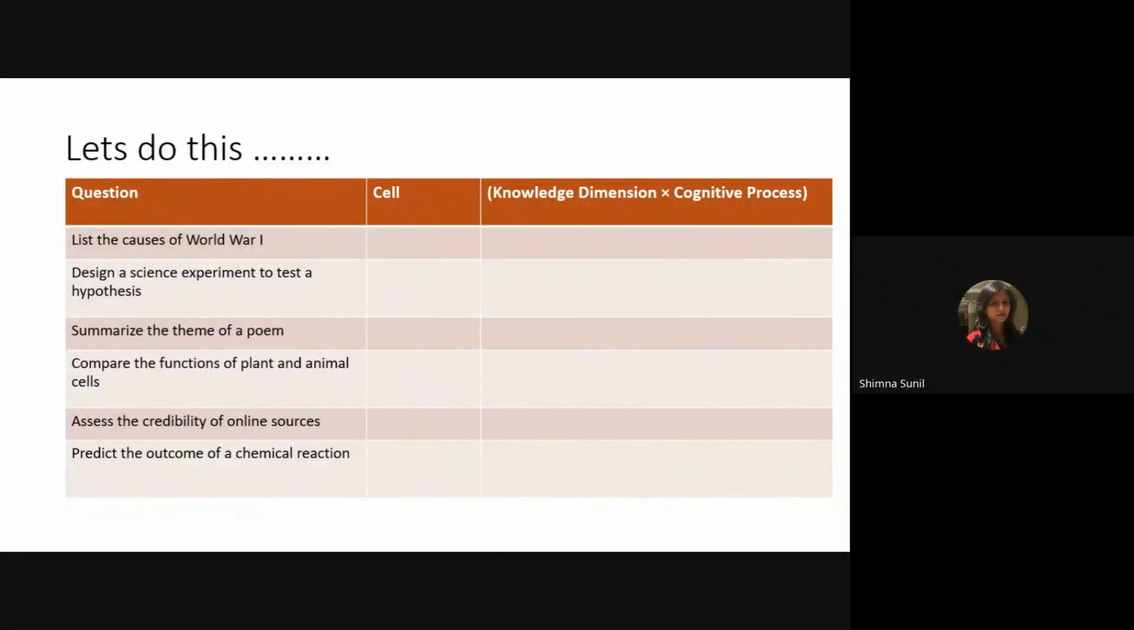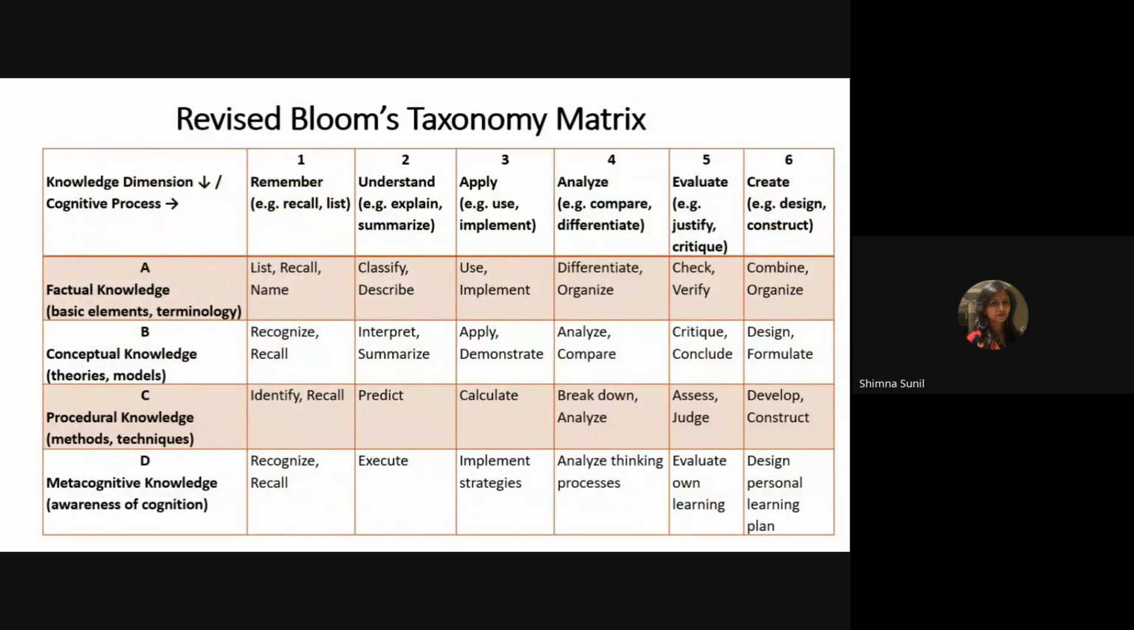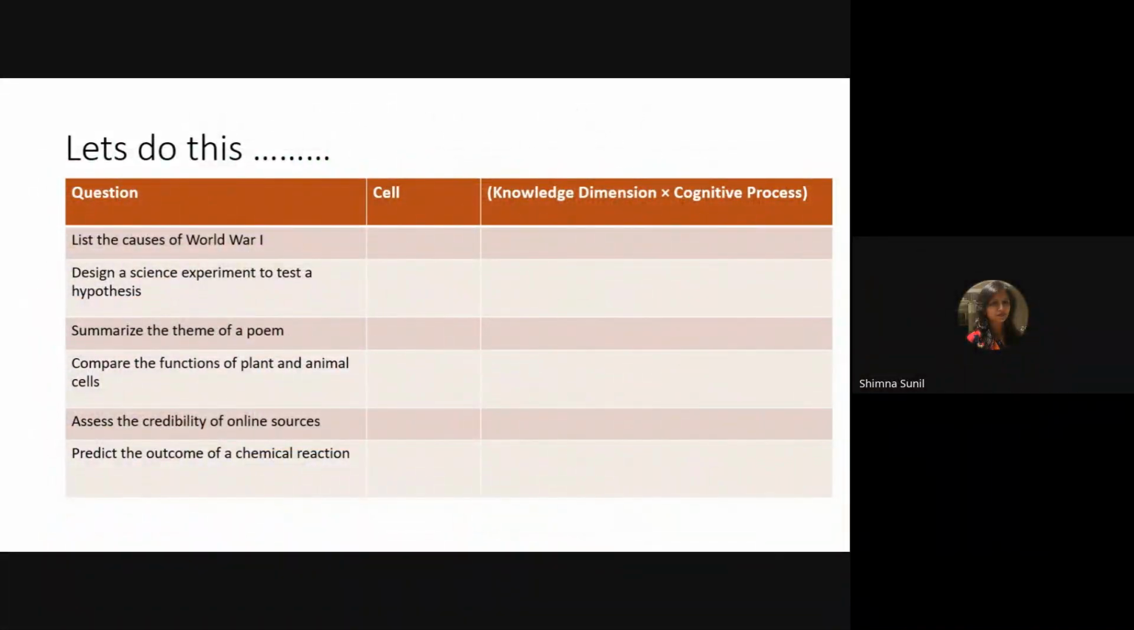And the final one, predict the outcome of a chemical reaction. Okay, that's D5. Evaluate own learning. Excellent. Okay, let us see the answers. Let us see if you have got the right answers.